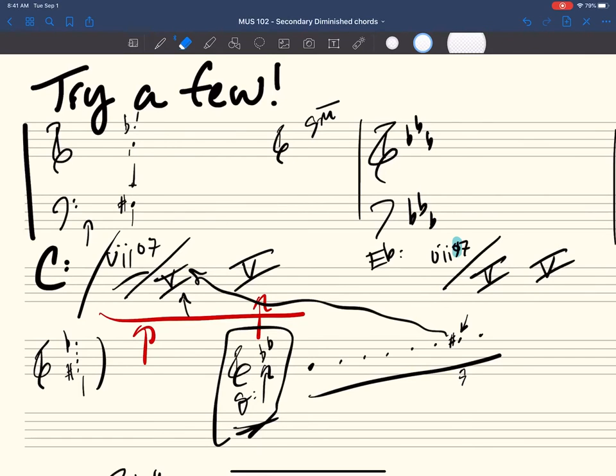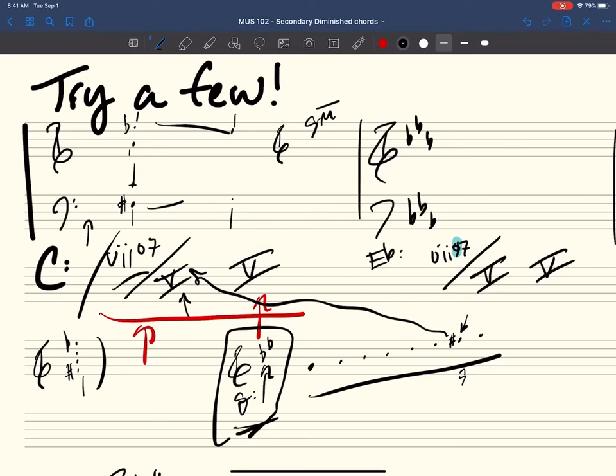And the good thing is the resolution is exactly the same as you've been practicing forever, right? So the leading tone goes up, and then your chord 7th really, really wants to go down. And then you have some options here.